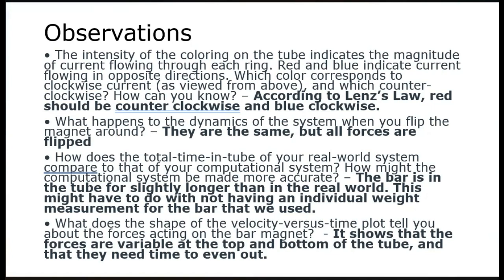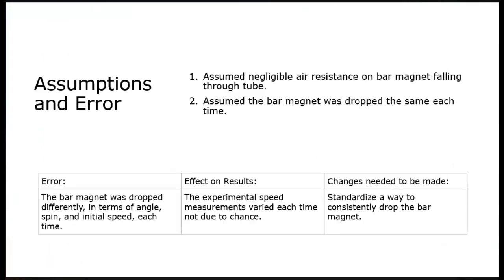What does the shape of the velocity versus time plot tell you about the forces acting on the bar magnet? It shows that the forces are variable at the top and bottom of the tube and that they need time to be evened out. Here's the evaluation.